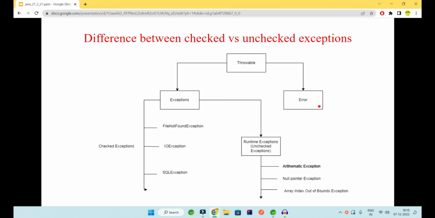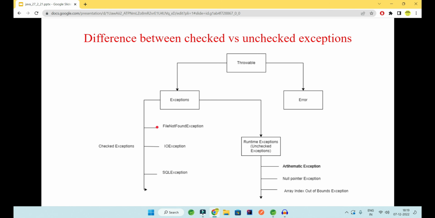Errors are those which happen without our intentional or unintentional mistakes. For example, Stack Overflow. We cannot do anything, it is a hardware issue, or out of memory error. So the memory is full. We cannot do anything in such kinds of errors, and this does not occur because of our program. So these are not in our control. What we are going to look at is exceptions, which are completely in our control and are because of us only. Exceptions are basically of two types, checked and unchecked exceptions.